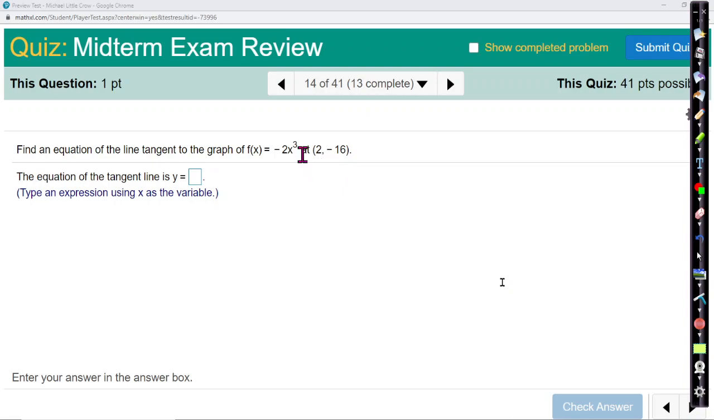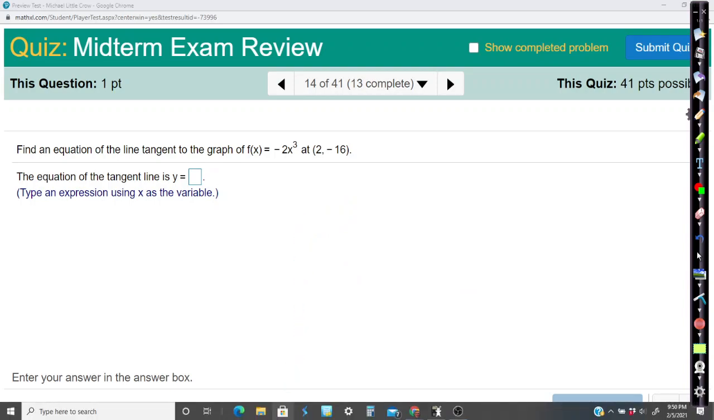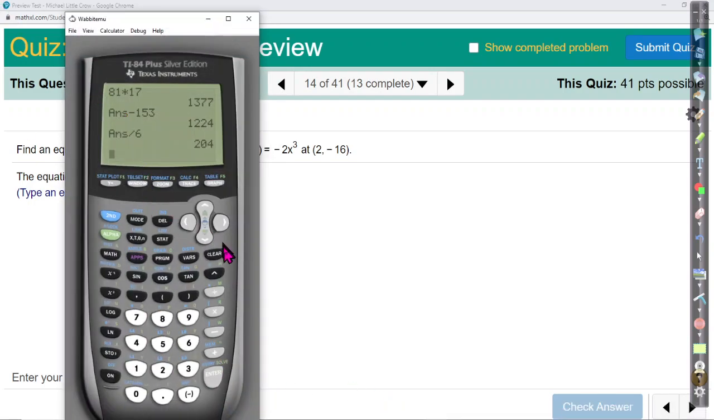I'm going to show you a little technology, and then I'll come back and do it old school as well. Your graphing calculator has a tangent function. You can actually draw it. So let's go in and put in the equation -2x to the third. That's what we're going to graph. Notice we're going from 2. The point on this graph is 2, -16.